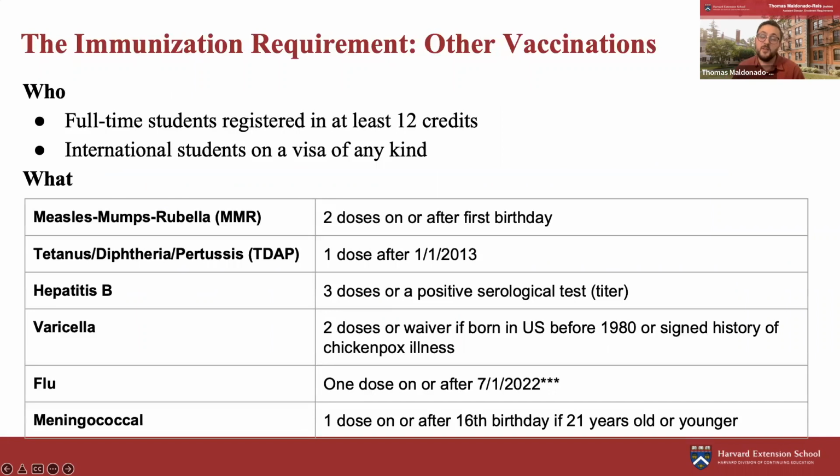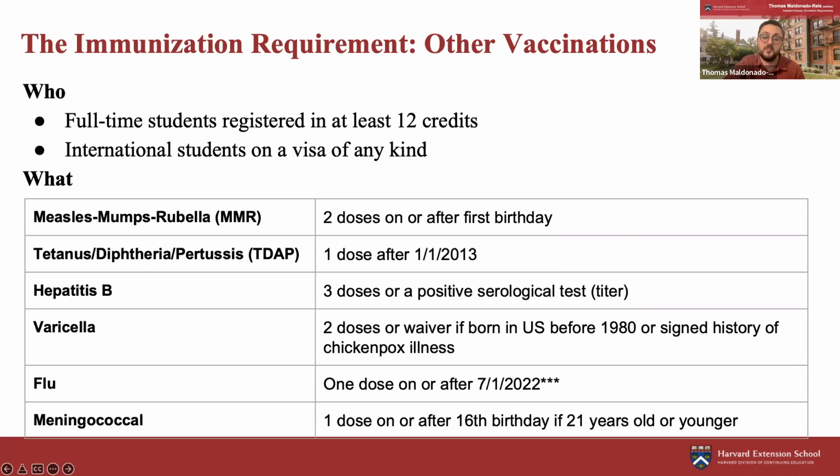Okay, so then there's a whole lot of other vaccination requirements for a smaller population of students. So when we're talking about full-time students registered in at least 12 credits, or if you're an international student on a visa of any kind, the state of Massachusetts also requires that we verify that you are inoculated against the following communicable diseases that are listed here. So that includes the measles, mumps, rubella, or the MMR vaccine. We're looking for 2 doses on or after your first birthday. Additionally, there is a spacing requirement that they be separated by at least 28 days.